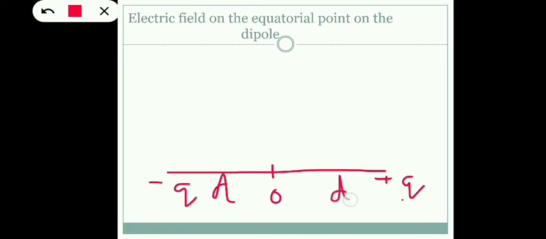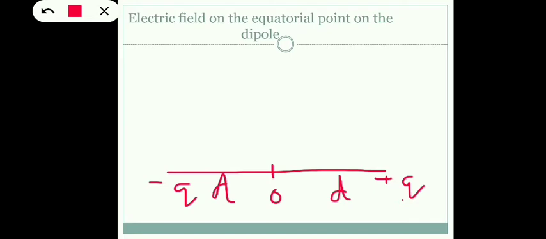First, let's discuss the equatorial position of the dipole. Here, this is an electric dipole. Let this be our minus q charge and let this be our plus q charge. Let O be the center of the dipole and the length of the dipole is 2d. So let this distance be d and let this distance be d.